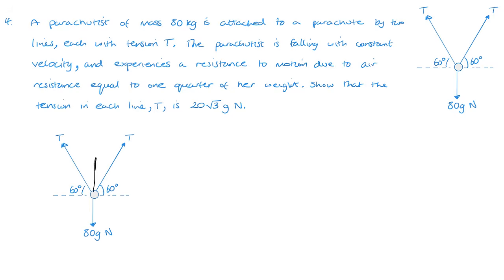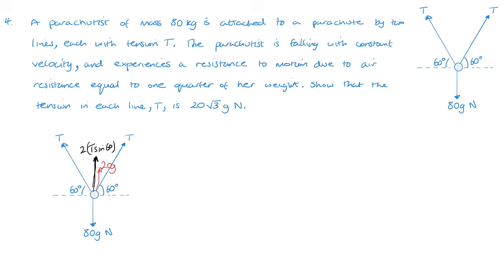So doing this vertically, each of these is going to give us T sine 60, and that's going to be twice, off both cables there. We've got 80g going down, but we've also got air resistance. I'll do this one in red. So air resistance is also going to be up, and it's 1/4 her weight. So that's going to be 20g, isn't it? Because it's her weight.